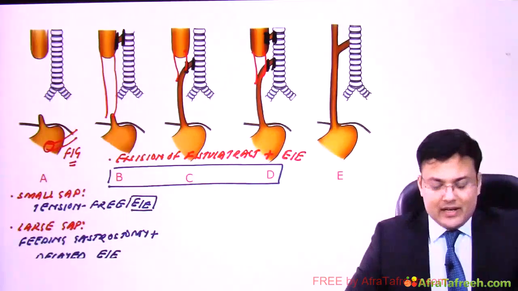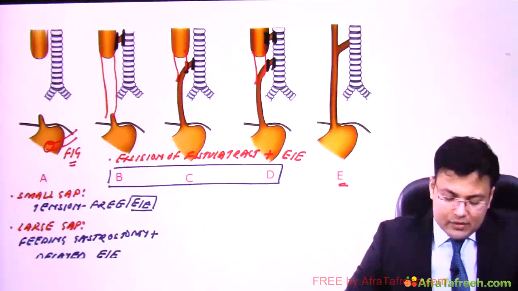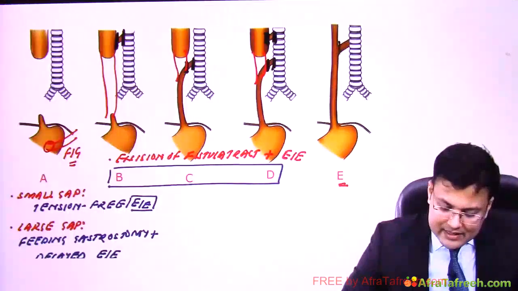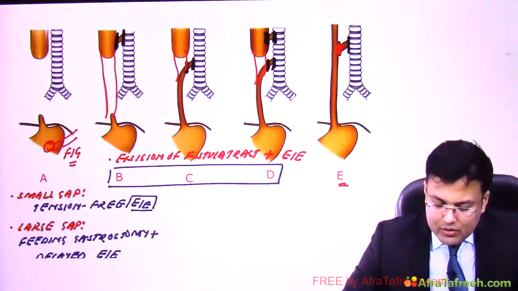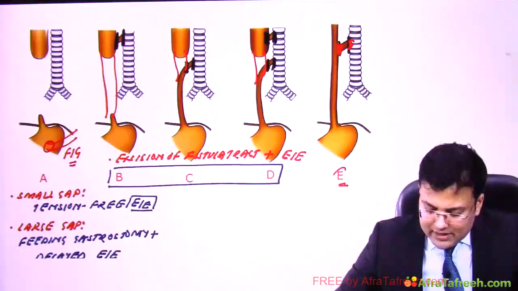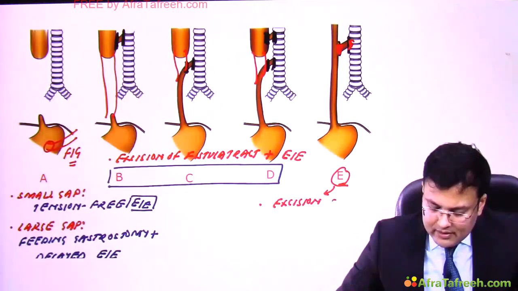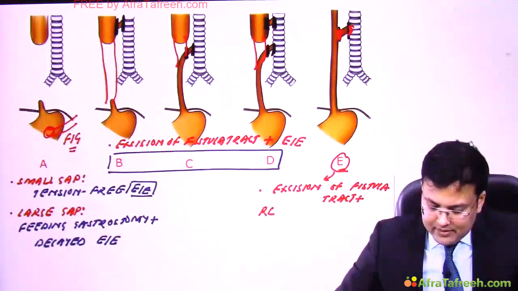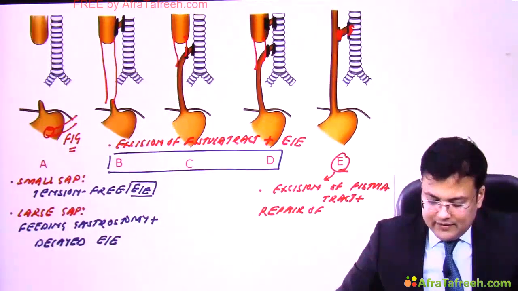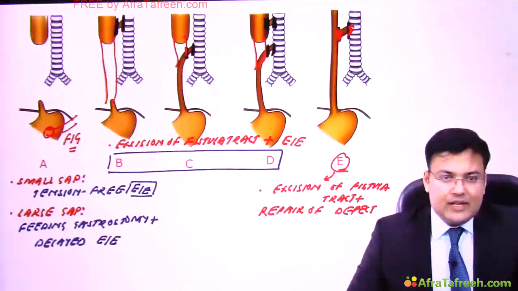This is for B, C, D. In type E, there is no esophageal atresia; there is only the fistula. So we excise the fistula tract, and whatever the defect is, we close or repair the defect. So for type E: excision of fistula tract plus repair of defect. Clear? This is how we manage the patients of tracheoesophageal fistula.